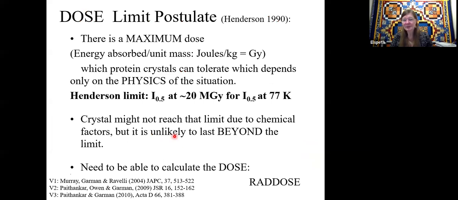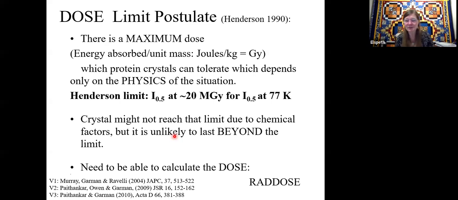So there's a dose limit postulate due to Richard Henderson in 1990 that there's a maximum amount of energy that you can absorb in a biological sample before it will be compromised. And he calculated from what he'd observed in electron diffraction that this would be about 20 megagray to take the intensity of the pattern down to half of what it had been at the beginning of the experiment if the sample was held at 77 Kelvin. And he made it very clear that the crystals might not reach that limit, but they couldn't be expected to go beyond it.